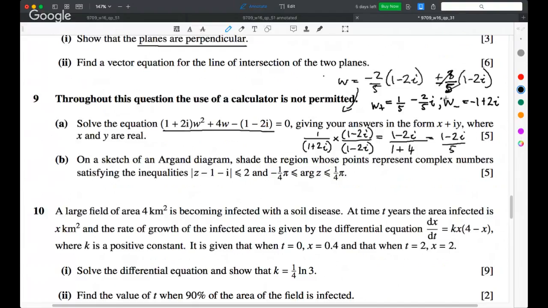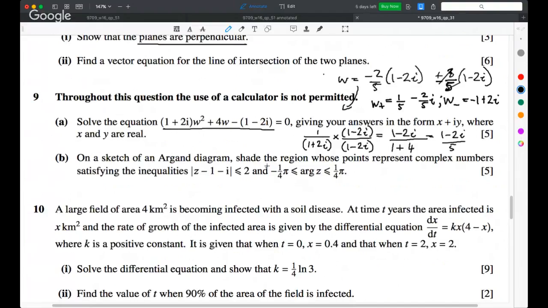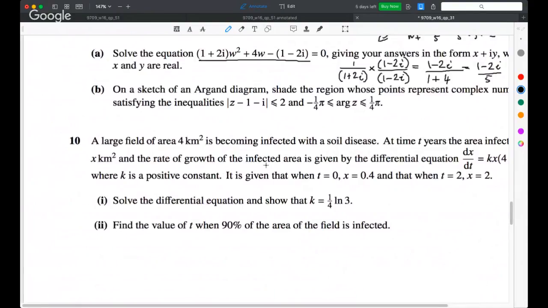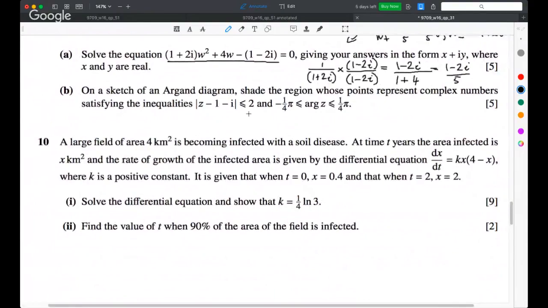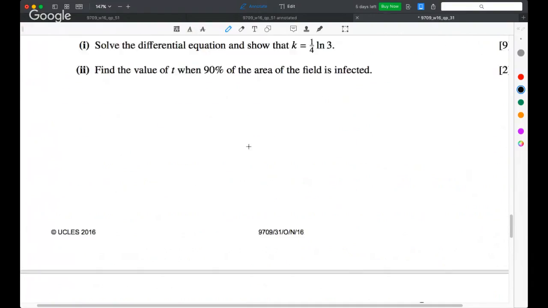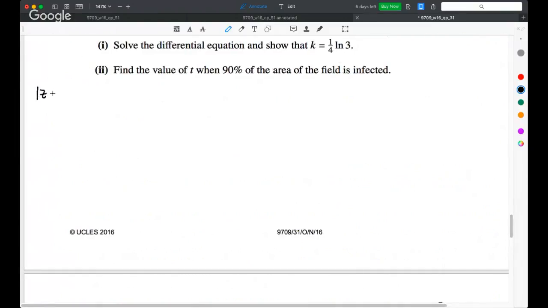Right, so the next one's a little trickier, but let's have a go. On a sketch of an Argand diagram, shade the region whose points represent complex numbers satisfying these two conditions. So really forget about the actual inequalities until the end. Just think of it as if this was an equality, and then draw that curve. So mod z minus 1 minus i equals 2 is going to be the edges of the space we're allowed. Well, this is a modulus, and this is a complex number.